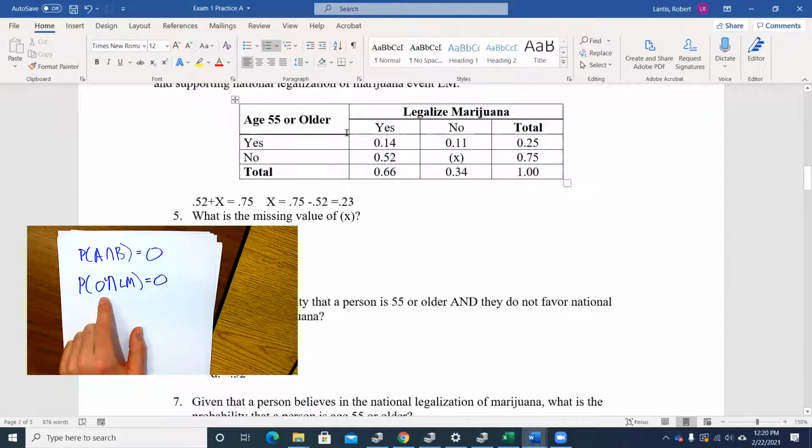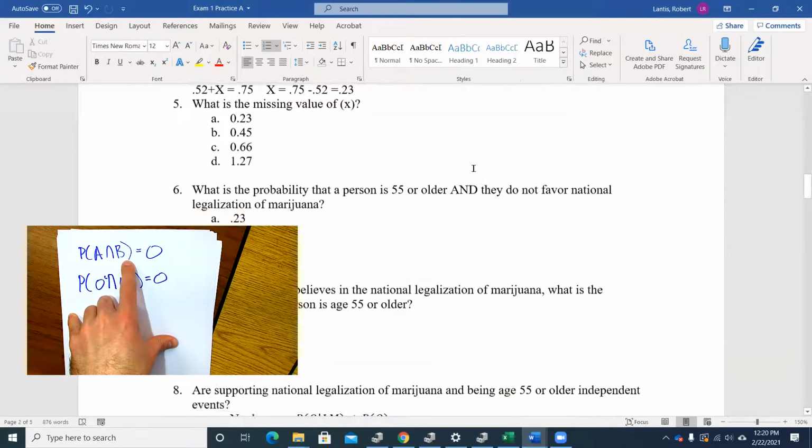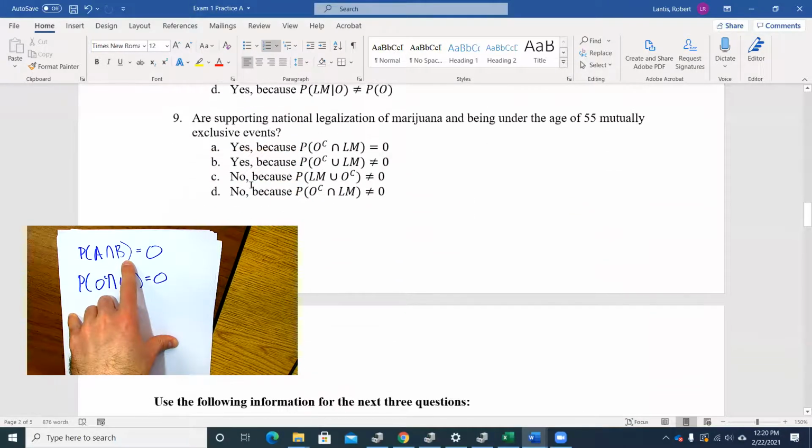More specifically, we were looking at being not older than 55, so under 55, and wanting marijuana legalized, right? So we know the intersection is 0.52. But simply remembering the mutually exclusive definition, that it's when we see intersections that have a probability of 0, right away we know that none of these can be mutually exclusive. We have no zeros in that contingency table. So right away, we can rule out A and B. So now we're looking at no, they're not mutually exclusive.